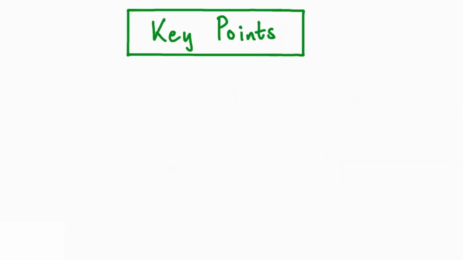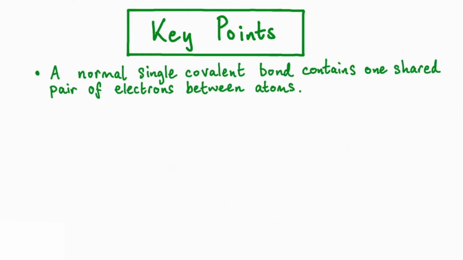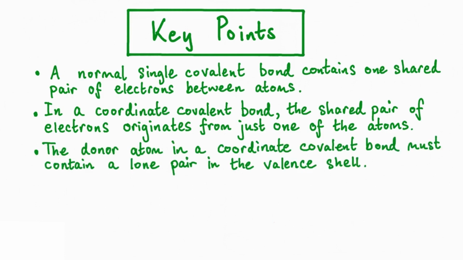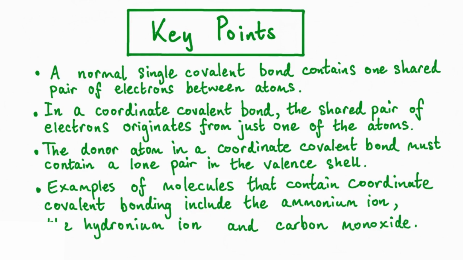Now let us review the key points about coordinate covalent bonding. A normal single covalent bond contains one shared pair of electrons between atoms. In a coordinate covalent bond, the shared pair of electrons originates from just one of the atoms. The donor atom in a coordinate covalent bond must contain a lone pair in the valence shell. Examples of molecules that contain coordinate covalent bonding include the ammonium ion, the hydronium ion, and carbon monoxide.